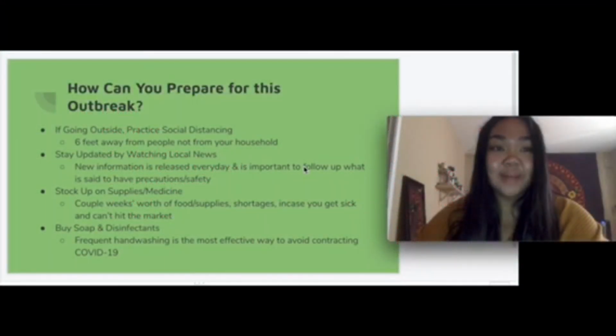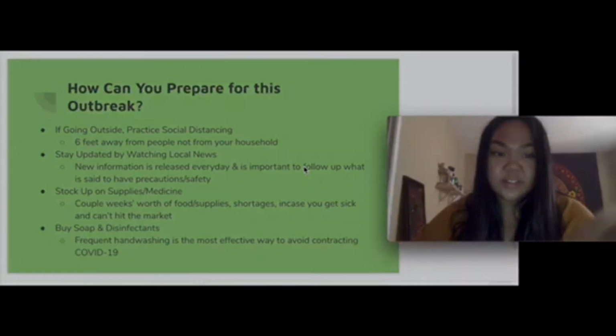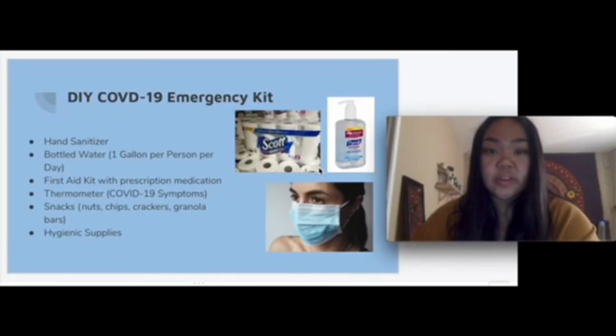My name is Cristina, and my role as an administrator is to prepare and help people within the city from COVID-19. To prepare for this outbreak of COVID-19, when you are going outside, practice social distancing by staying 6 feet away from those who do not come from your household. You can also stay updated by watching local news on your TV to learn new precautions for safety, as new information is almost released every day. You can also stock up on supplies and medicine and purchase soap and disinfectants. For staying home in quarantine, emergency kits can be very useful.